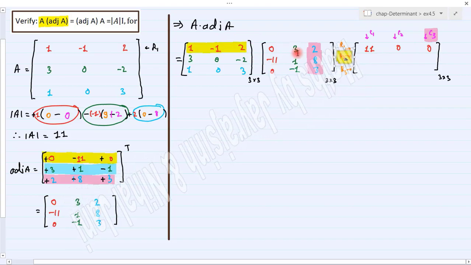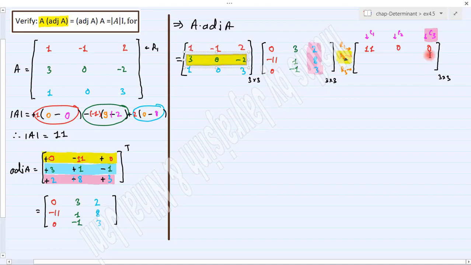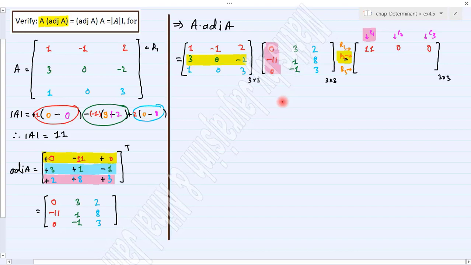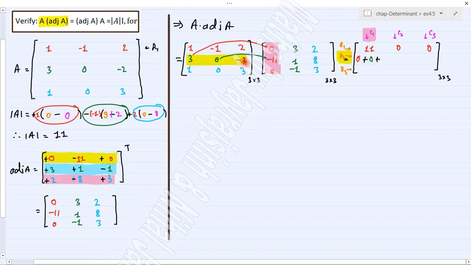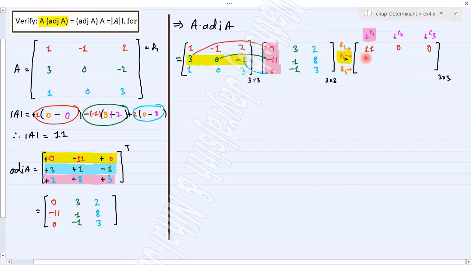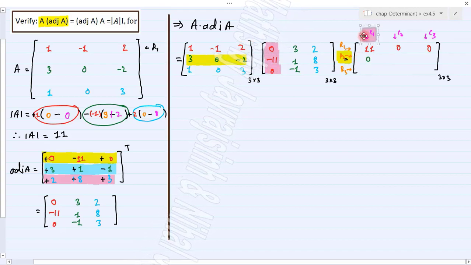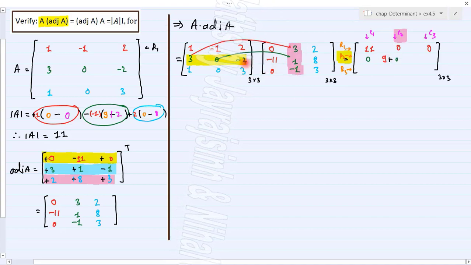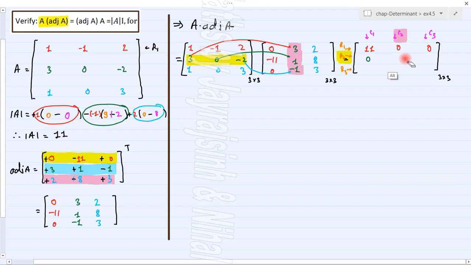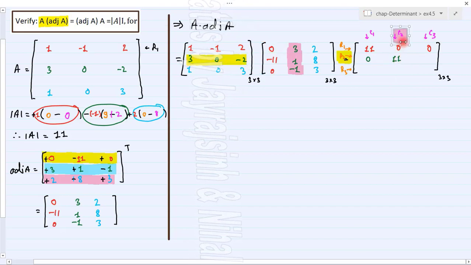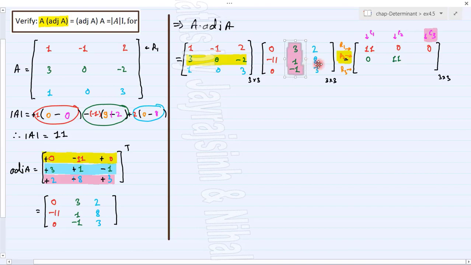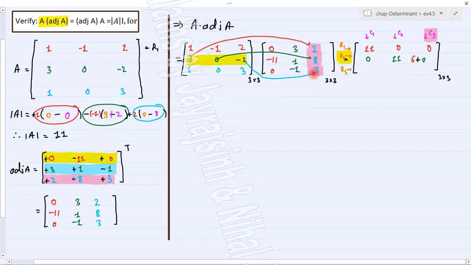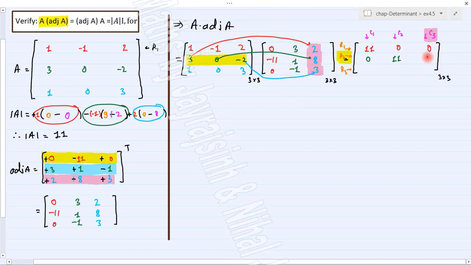Now let's obtain elements of second row. The first element is obtained by multiplying corresponding terms of second row and first column. So here we'll get 0. Then the second element will be obtained by multiplying second row and second column. So we'll get 11. And the last element of second row is obtained by multiplying corresponding terms of second row and third column. So it will be 0.